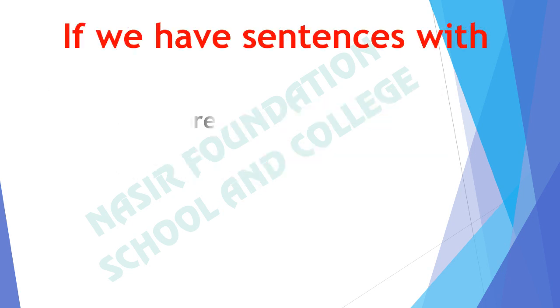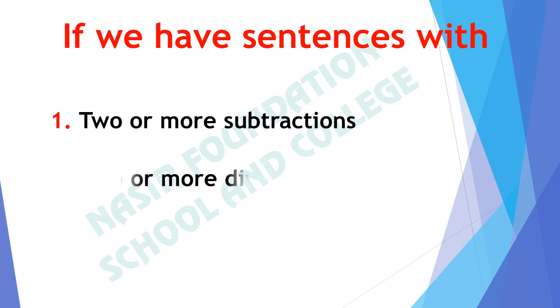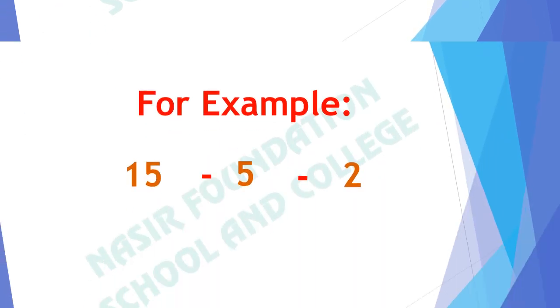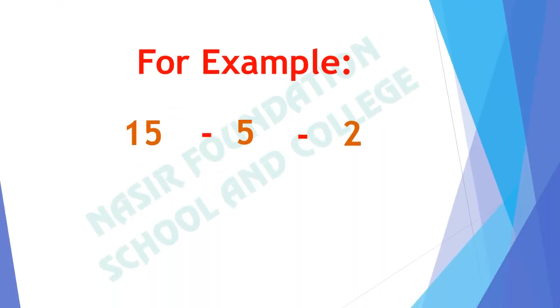If we have sentences with two or more subtractions, two or more additions, we move from left to right to solve the sentence. Let's take an example. In the given sentence, there are two same operations. We will start from left. We will subtract 5 from 15. If we subtract 5 from 15, we get 10.